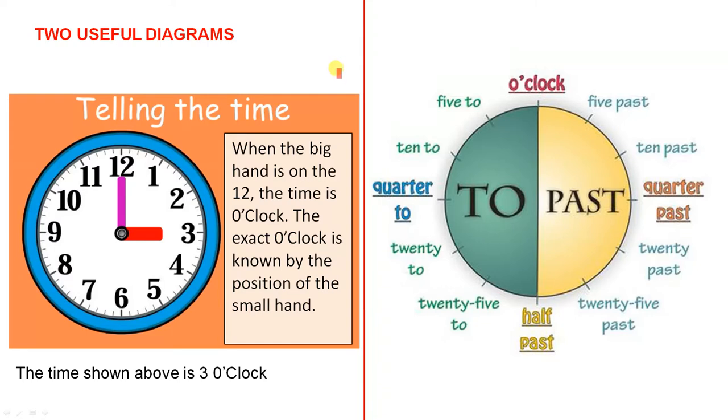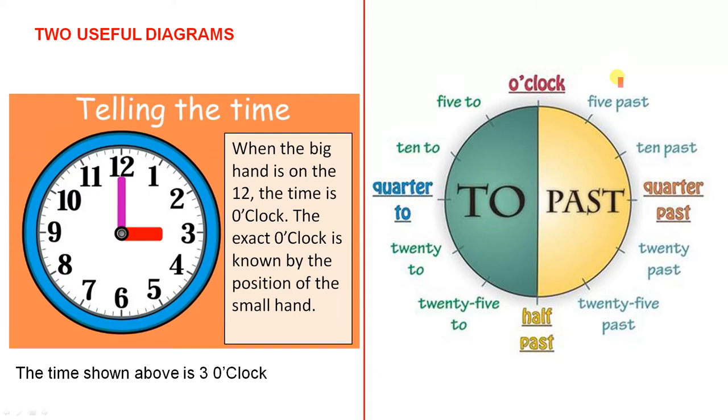Two useful diagrams telling the time. Now here is an analog clock, and you can see the big hand, which is the minute hand, is on the 12. The small hand is the hour hand, and that's on the 3. When the big hand is on the 12, like this pink hand here, which of course is the longer one, the time is o'clock. The exact o'clock is known by the position of the small hand. The time shown above is 3 o'clock. Because the small hand is pointing to the 3, it is 3 o'clock.